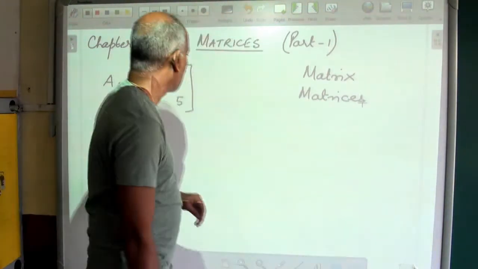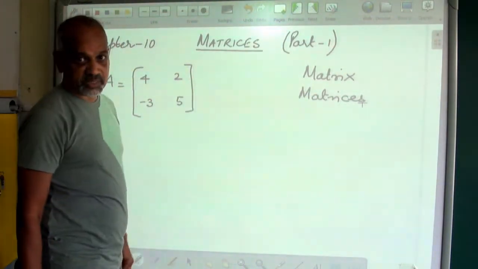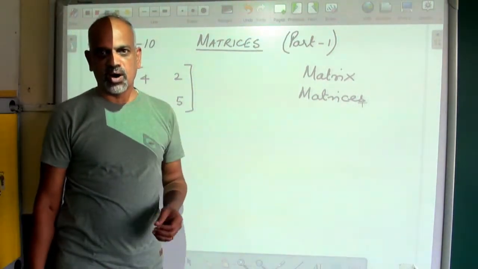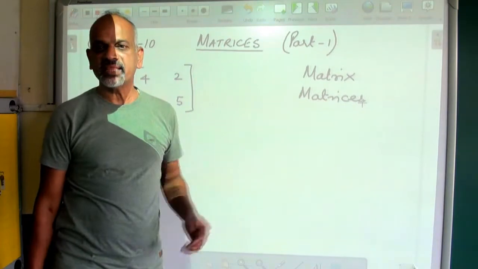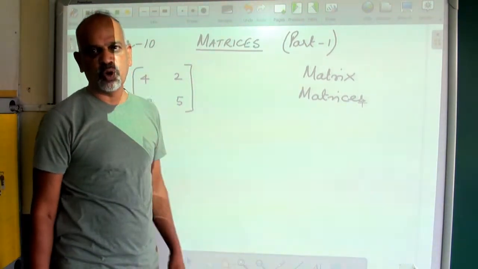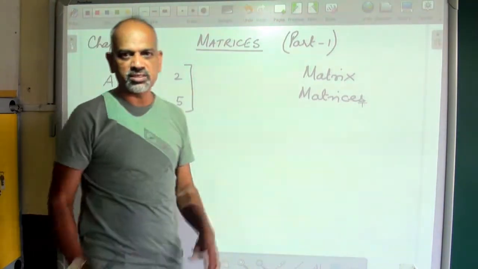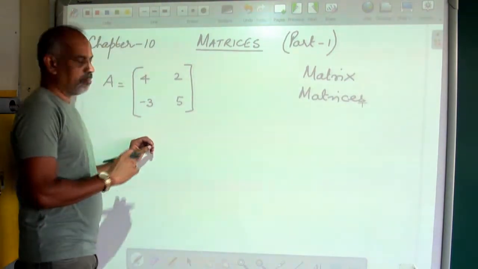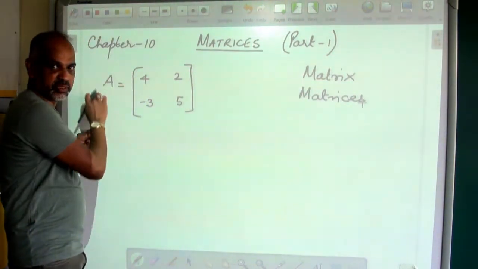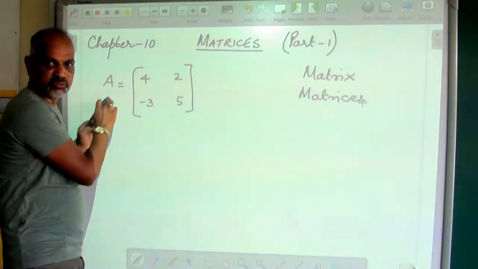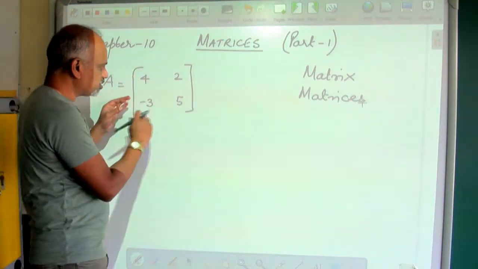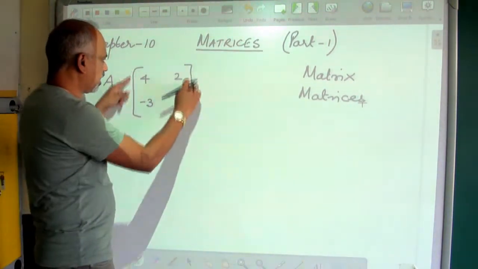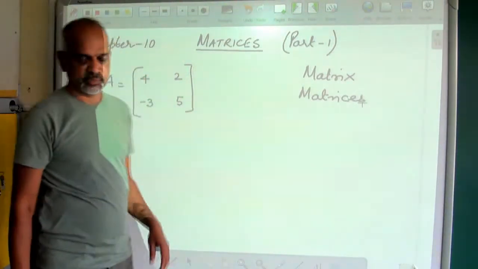Okay. Now, a matrix is an arrangement of numbers or alphabets, or it can be anything which is arranged in rows and columns. Anything which is arranged in rows and columns is called a matrix. Usually, matrices are represented by a capital alphabet. So, A is the matrix which I have considered here. And matrices usually are put in square brackets. You can write all these elements in square brackets.